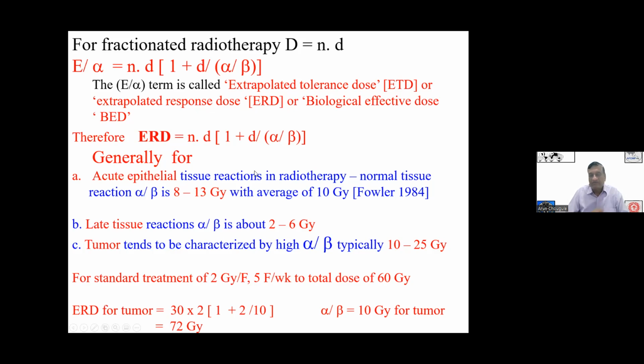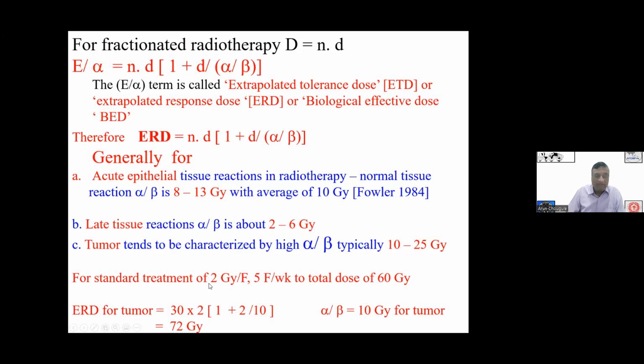And I will give one or two examples of how this radiobiological model is used. For acute epithelial tissue reactions in radiotherapy, normal tissue reaction alpha by beta is 8 to 13 with an average of 10. Late tissue reactions, I talked about, can be 2 to 6. Tumor tends to be characterized by alpha by beta 10 to 25, but I told you prostate is 1.5 to 1.8. For breast, it is about 5.